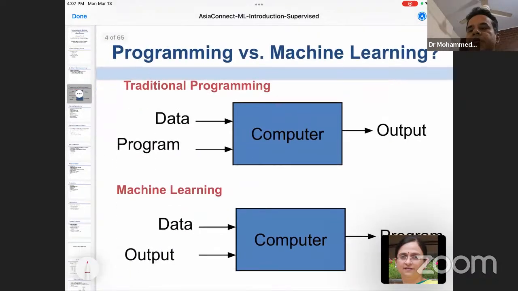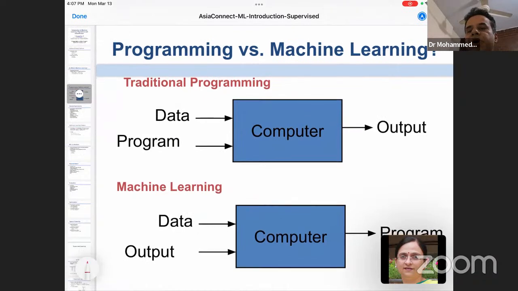I think we can see a block diagram to make it clear. In traditional programming, what is the input? The input is data and program. For example, if you have a list of numbers and you want to sort it, then you need to write a sorting program to make it a sorted array. So here the input is data and your program code that can sort the data.